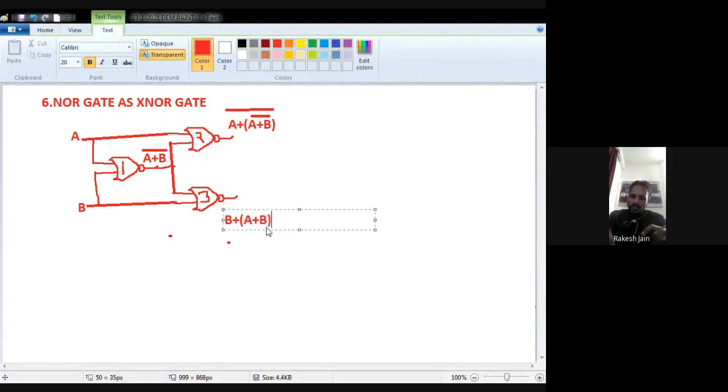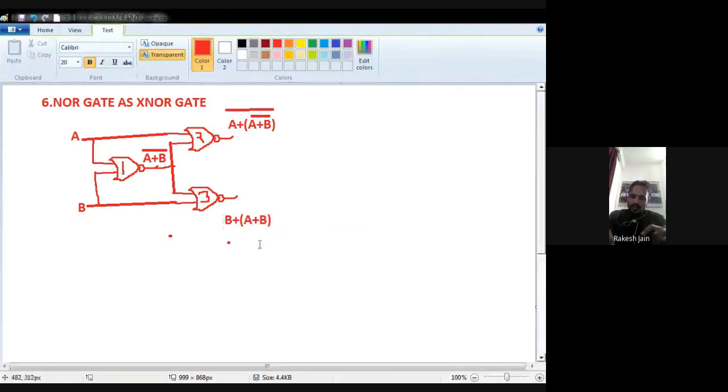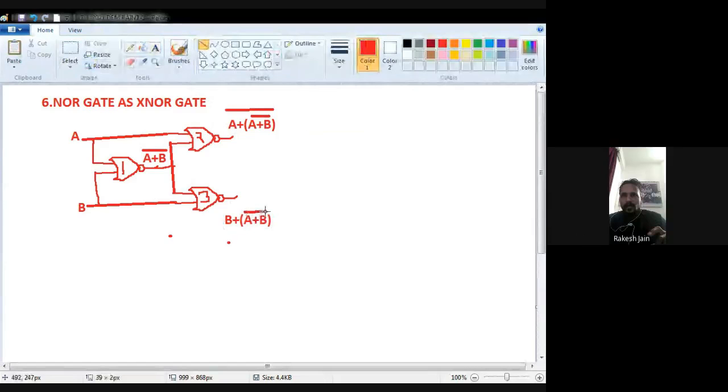So what will be the output? First input plus second input, let the first input is B and second input is the same, A plus B having a bar. So first input plus second input having a total bar. Okay, so these are two outputs of the second and third NOR gate. Now they will be connected to a final NOR gate.